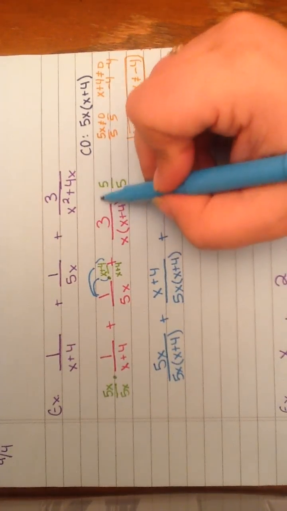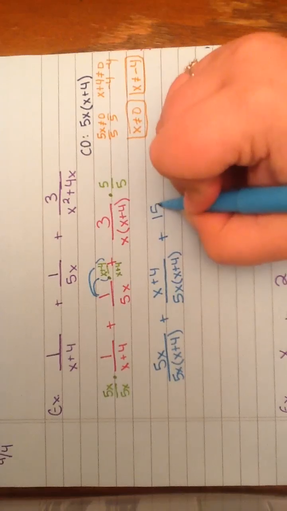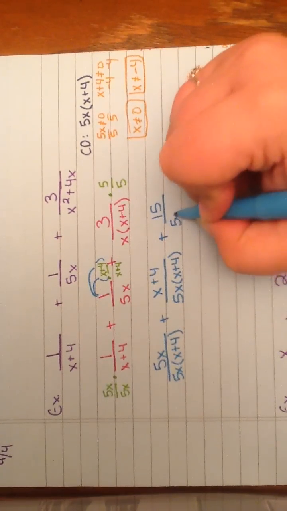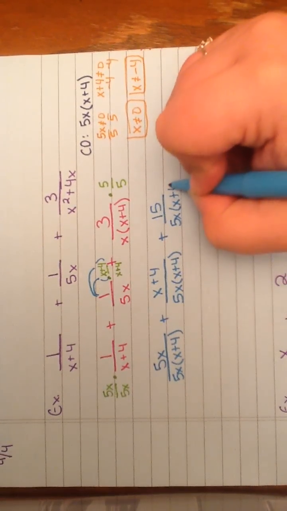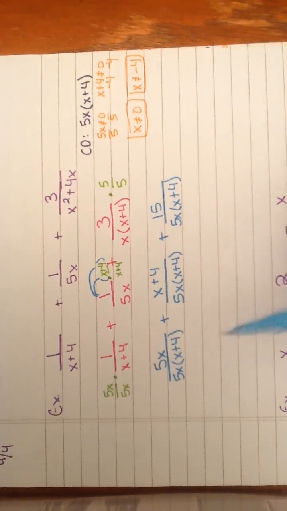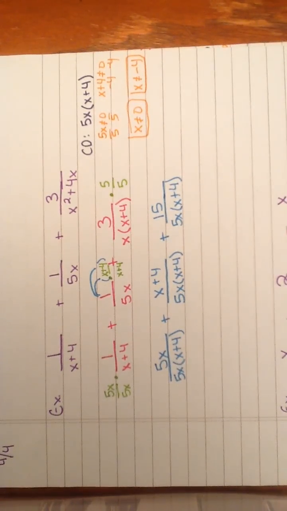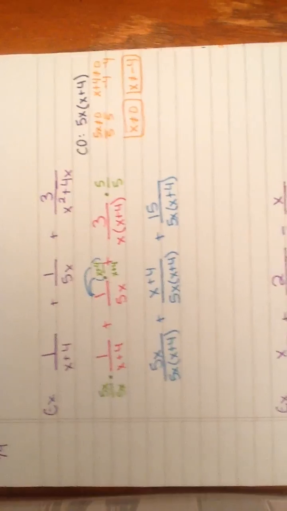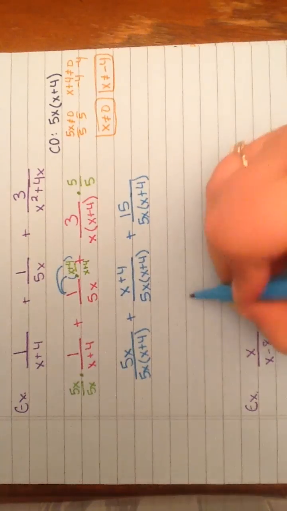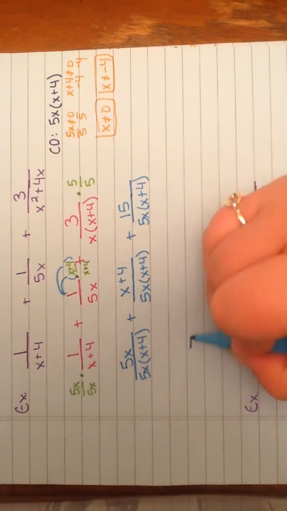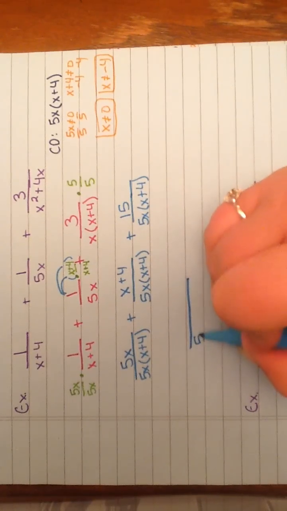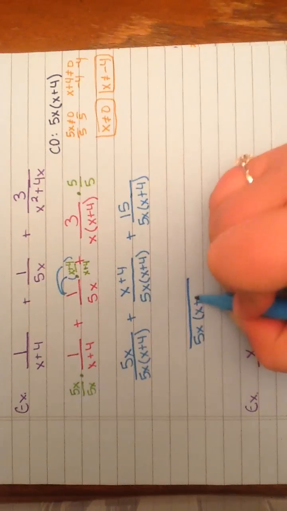And here I have some multiplying. 3 times 5 is 15, and my denominator is now 5x and x plus 4. Okay, so now that all my denominators are the same, like the chocolate, I can figure out what I've got. So we can add all this together. The denominator will be 5x and x plus 4.